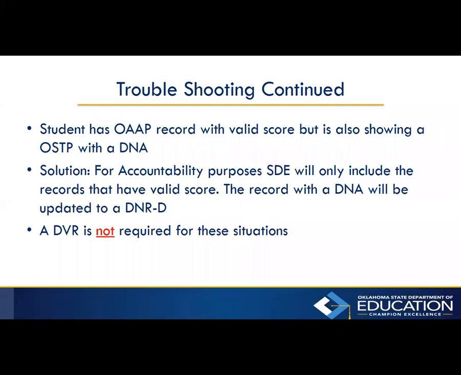A student has an OAP record with a valid score, but is also showing an OSTP with a DNA. So a solution to that is for accountability purposes, on our end, we will only include the records that have a valid score. The record with the DNA will be updated to a DNRD, so it'll drop off. And so you guys on your end, when you're reviewing it, will not have to submit a DVR for this. So we'll be catching them on our end.